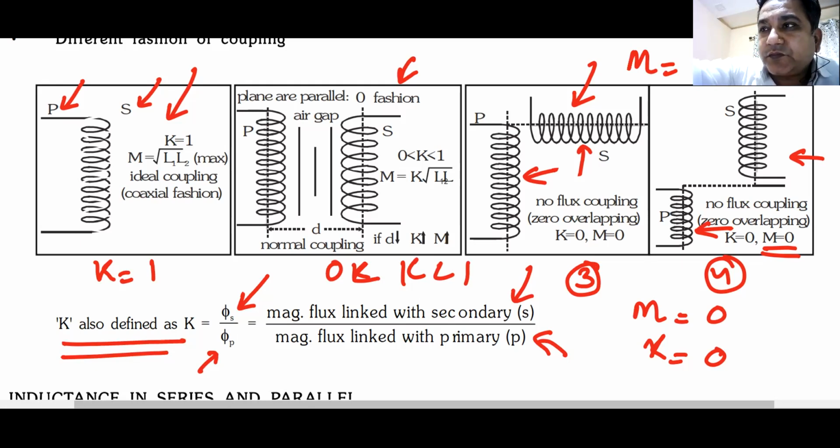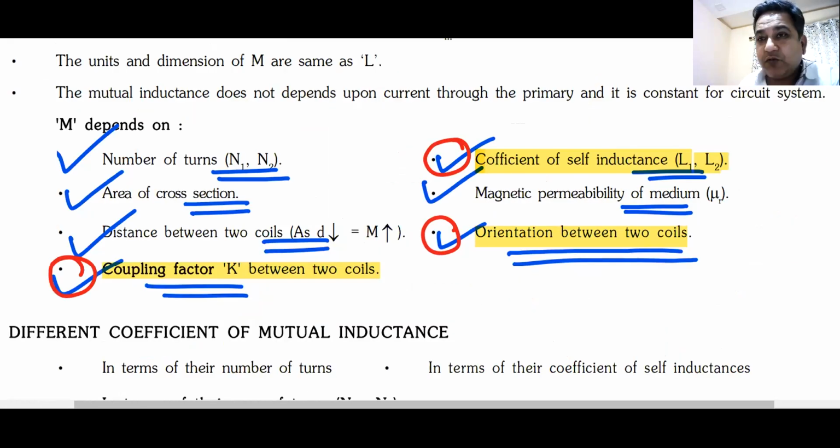Okay, great. So that is how you can say that this mutual inductance between two coils depends on these 7 factors. Number 1, number of turns N1 and N2, area of cross section, distance between the coils, medium between the coils, coupling factor, L1 and L2, and the orientation between the coils.